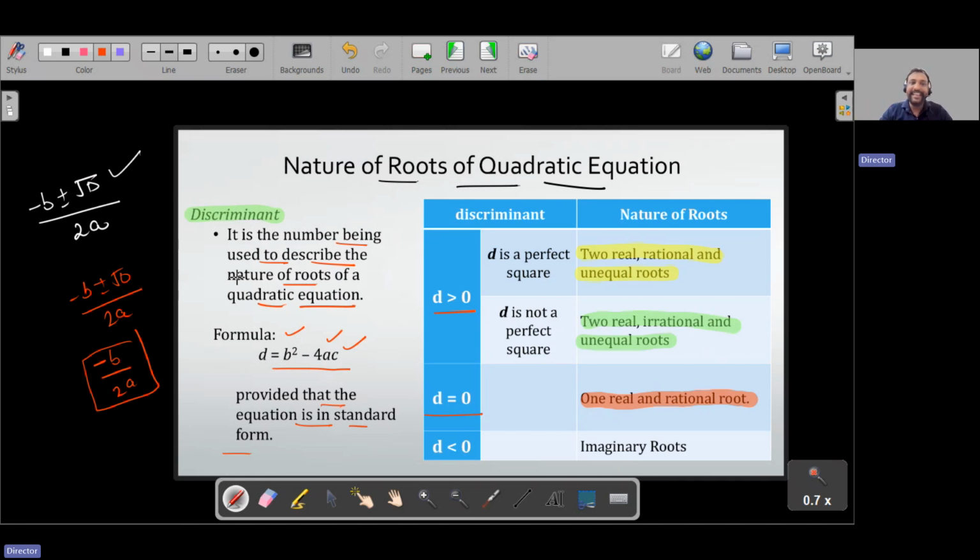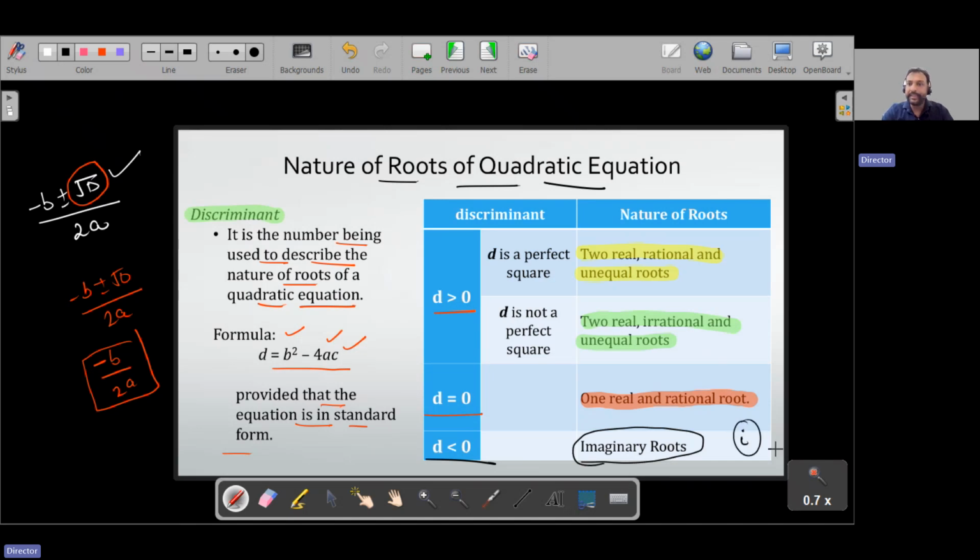Now, if D is less than 0, then we can say the roots are not real. Till your 10th class, you have studied that roots are not real. But in 11th class, as you have already studied complex numbers, if D is less than 0, it means we are getting a negative number in the square root. So D less than 0 means imaginary roots. There comes the part of iota.